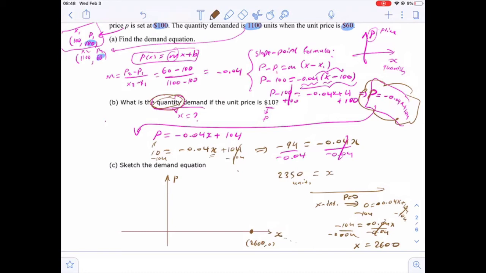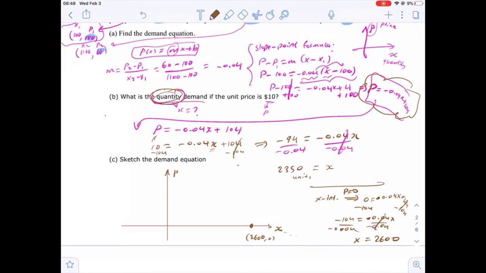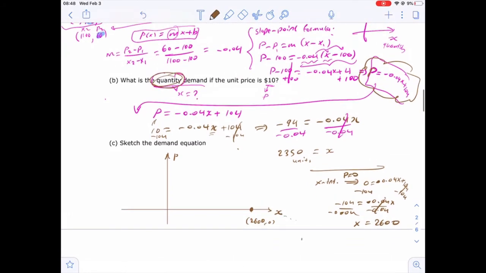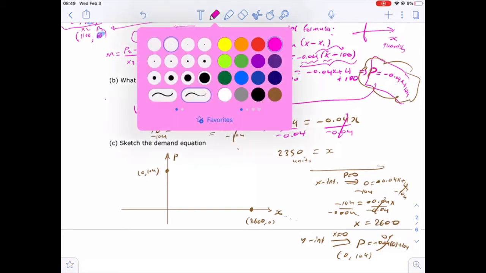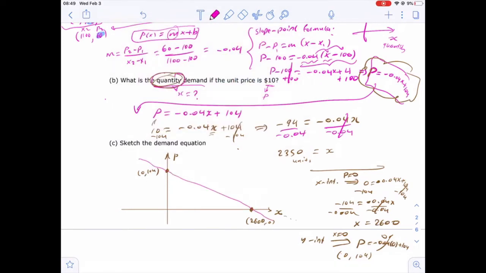Now let's find the y-intercept. The y-intercept can be obtained by plugging x equals 0 into the equation. So p equals negative 0.04 times 0 plus 104. This is 0, so p equals 104. So the y-intercept is 0 and 104, this point here. Now we connect these 2 points with a straight line.